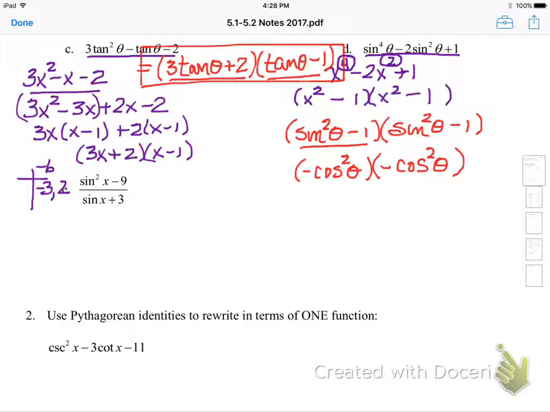So this is going to be then a negative times a negative is a positive, and that's nothing more than a negative cosine squared times a negative cosine squared. So this is going to be cosine to the 4 theta. And this will be my final answer.